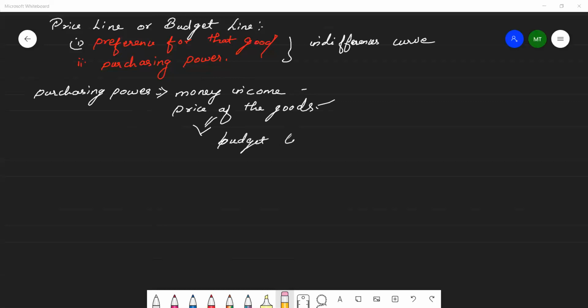Then the budget line is a downward sloping straight line connecting the x-axis and y-axis. So it's a straight line which directly connects the x-axis to the y-axis. Let's look at the diagram.